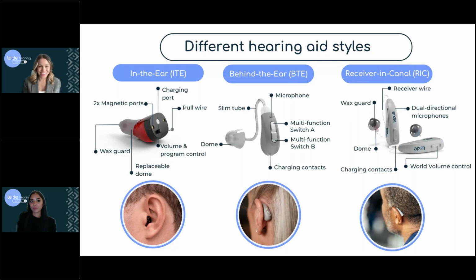Now this looks really similar to the BTE, I know, but it is different. Instead of a tube that carries the sound, the speaker itself actually sits in the ear, which means the part that sits behind the ear can be a little bit smaller, making it less noticeable. Instead of a tube, we have a really thin wire that's virtually invisible. This is the most common type of hearing aid that you guys will see. This is going to be great for a majority of people's hearing loss. So this is the one that I tend to fit the most.